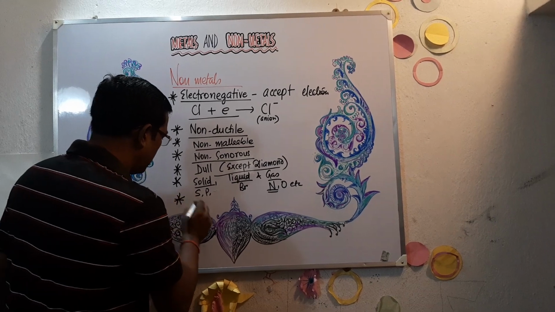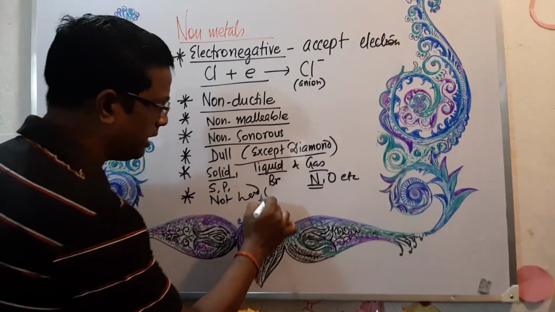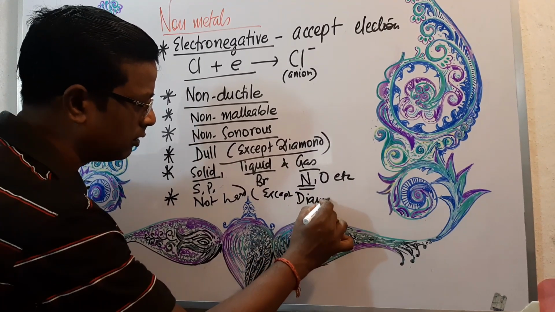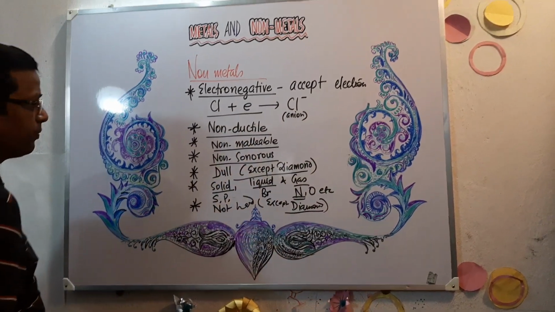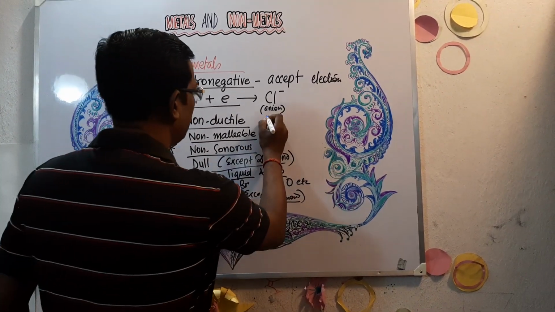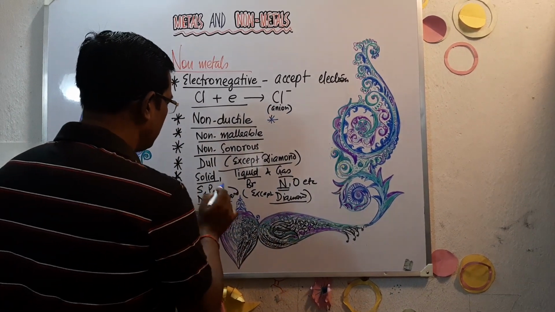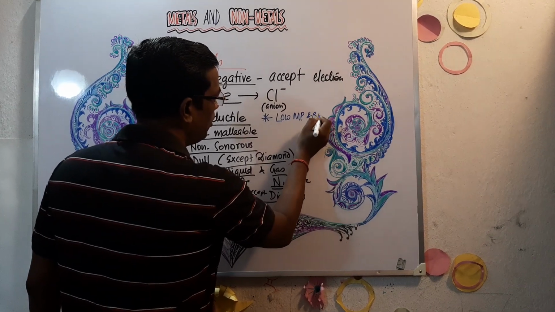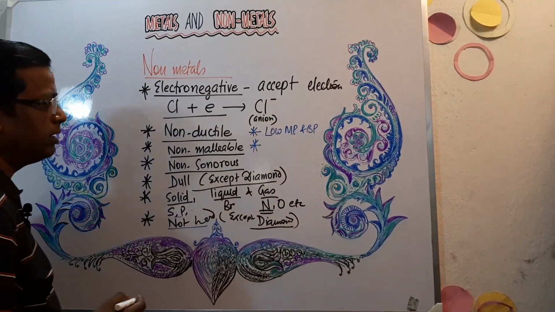And they are not hard, except diamond, which is an allotrope of carbon. Diamond is the hardest natural substance we know. So they are not hard and they have low MP and BP, low melting point and boiling point, except obviously diamond. Diamond has a pretty high melting point and boiling point.